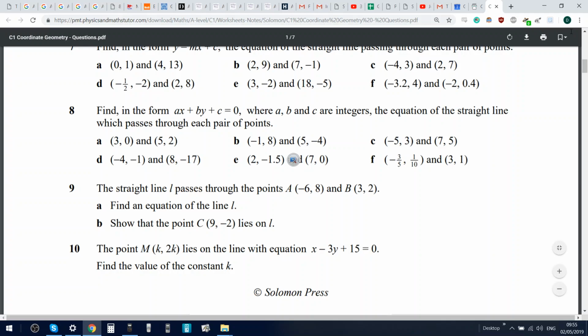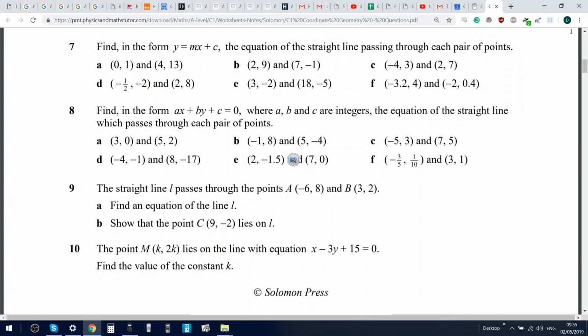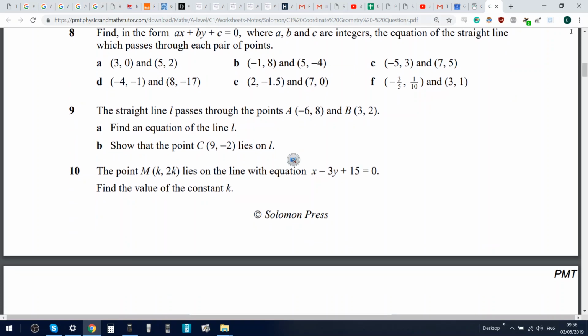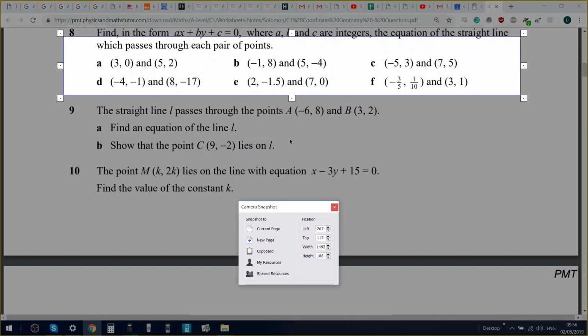So 7. This is similar, except they just want it as not a fraction at the end. Okay. Let's try question 9.